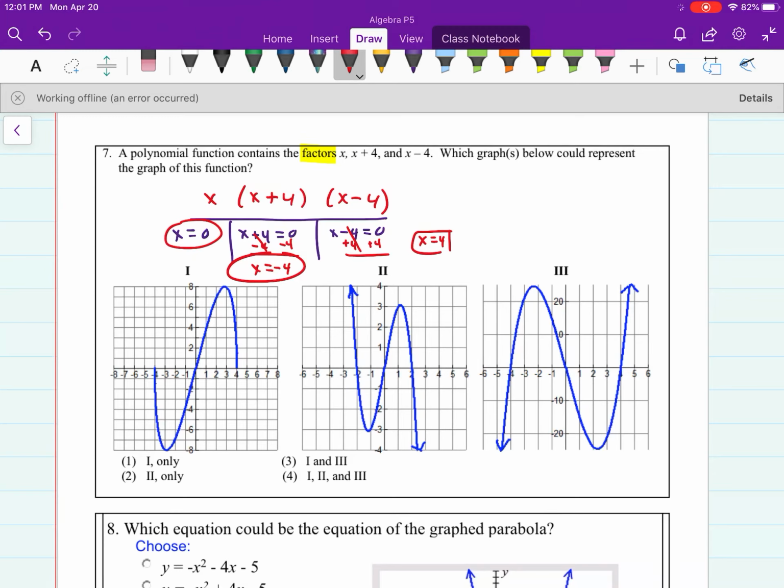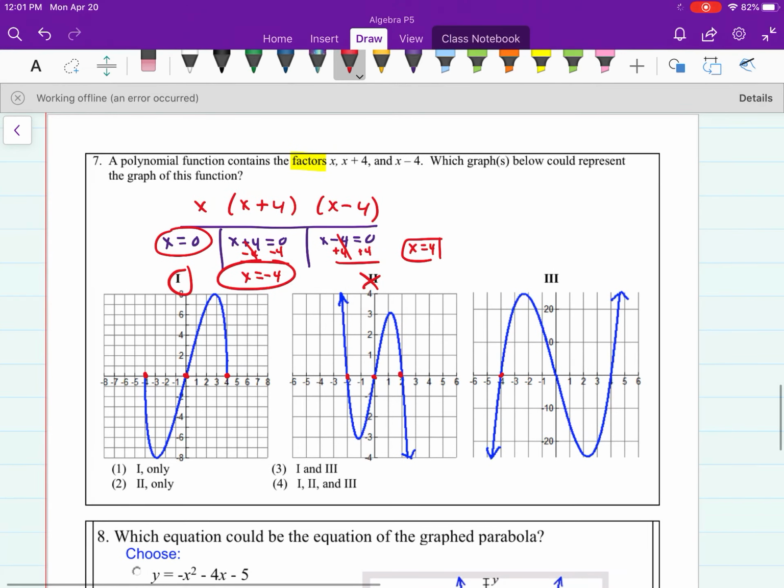So since they gave you the factors and didn't give you the roots, you can find the roots by quickly making a t-chart. So the roots we're looking for are 0, negative 4, and positive 4. So which of these graphs has roots or x-intercepts of 0, negative 4, and positive 4? Well, this one is negative 4, 0, and positive 4, so this one's good. This one has roots that are at negative 2, positive 2, and 0, so that one's not good. And this one has roots of negative 4, 0, positive 4. So it's 1 and 3, which makes the answer choice 3.